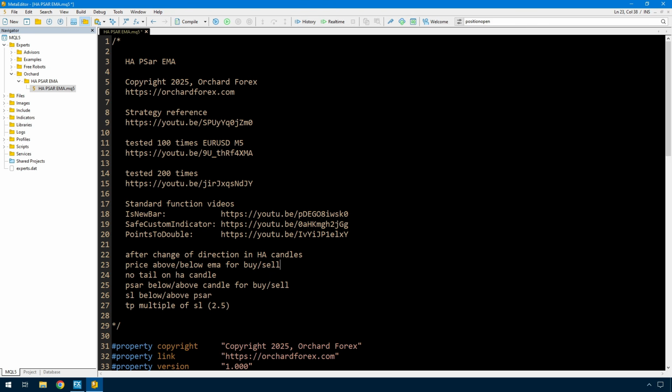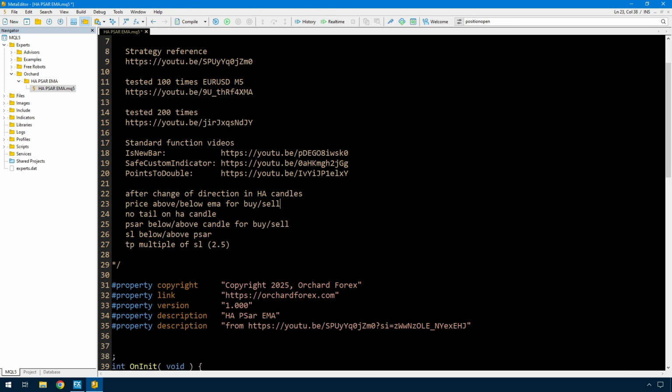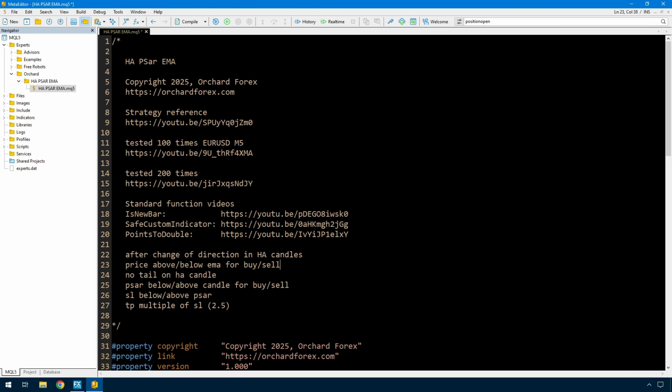I'm in the MT5 editor and I've already created the outline of the code. All I've done is put in here comments. There's a reference here to the original strategy and then to the two follow-up videos that he made, one where it tested 100 times and the other where it was tested 200 times. And on this tested 100 times, I've also just made that note, Euro USD M5, because that's what I compare to. I think he used a different time frame for the 200 times test.